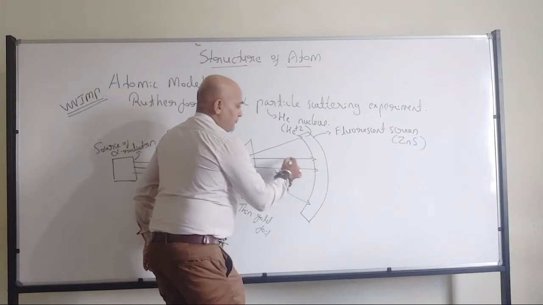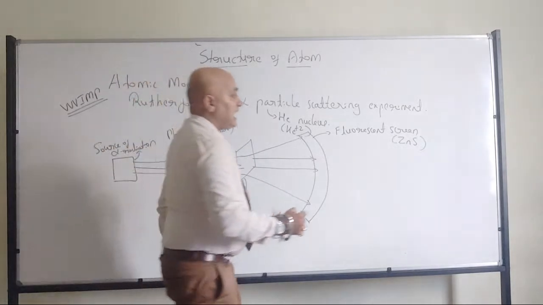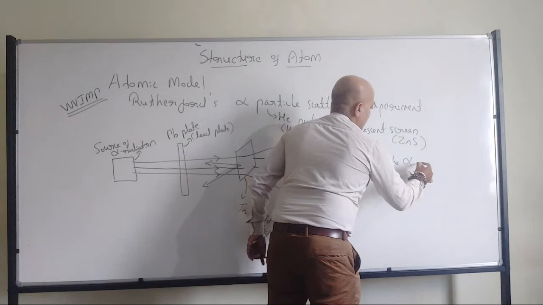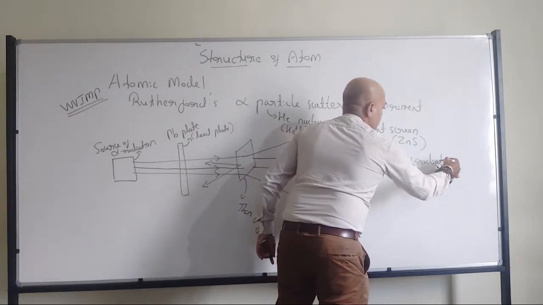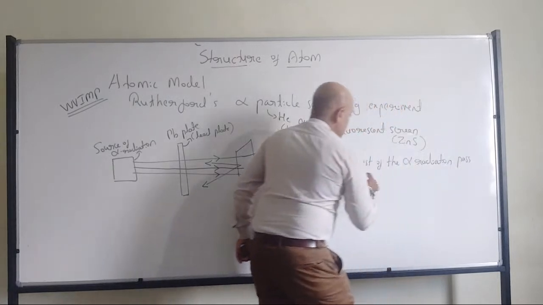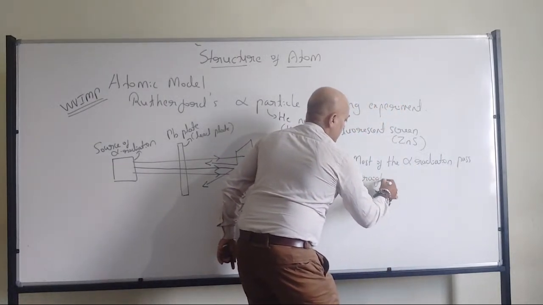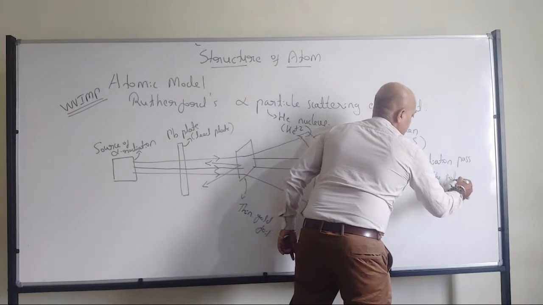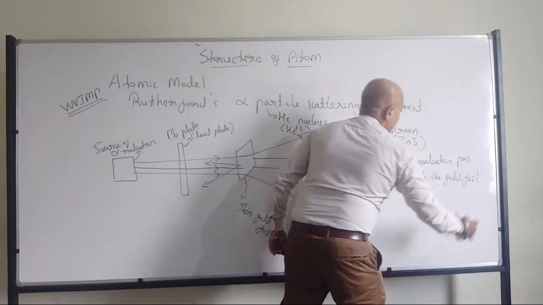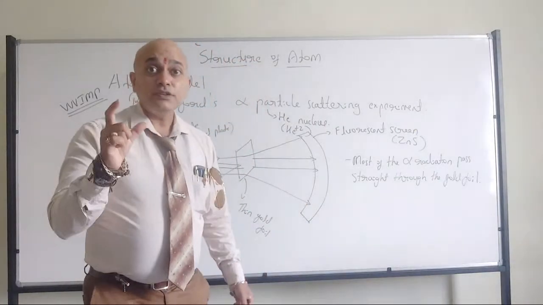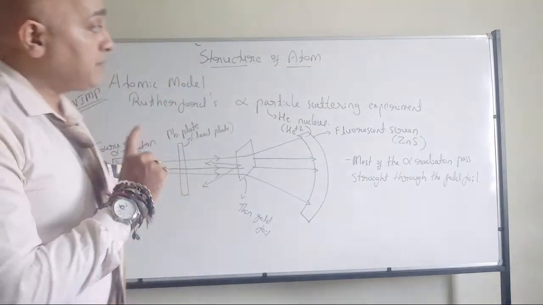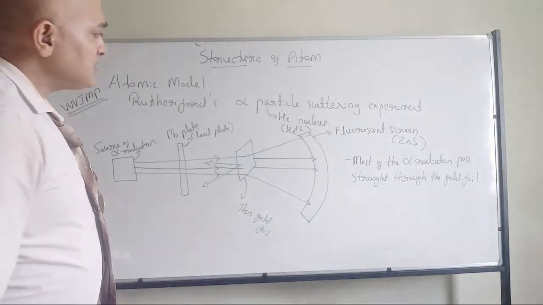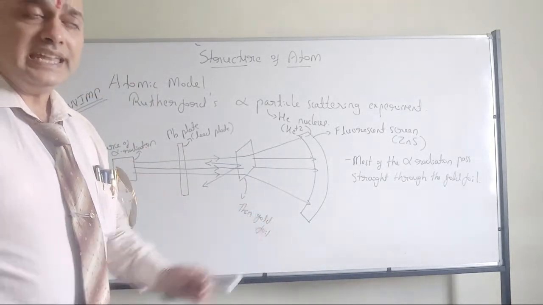Listen to me carefully, I will write here: most of the alpha radiation passes straight through the gold foil. All of you are understanding? Observe the words carefully. I am writing most of the alpha radiation. That means maximum radiation will pass straight through the gold foil without any deviation. Okay?